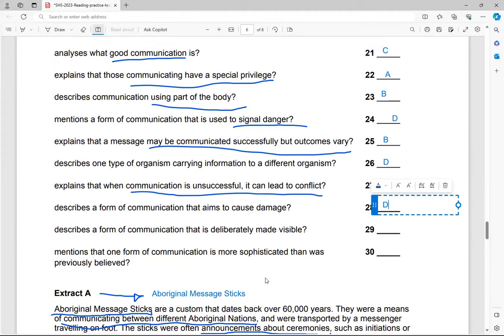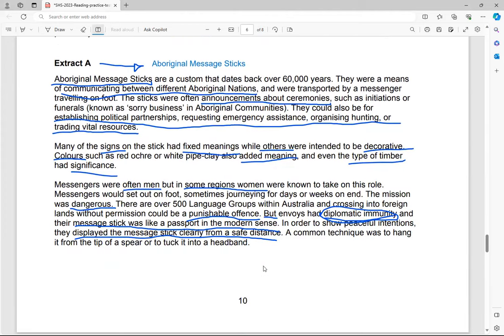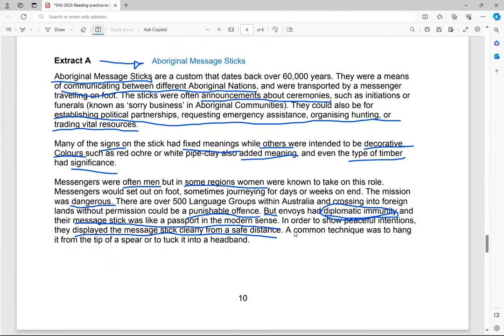Which writer describes a form of communication that is deliberately made visible? So if we look at Extract A, it shows here, in order to show peaceful intentions, they displayed the message stick clearly from a safe distance. So clearly, visibly. A common technique was to hang it from the tip of the spear or to tuck it into a headband. And the answer is Extract A.